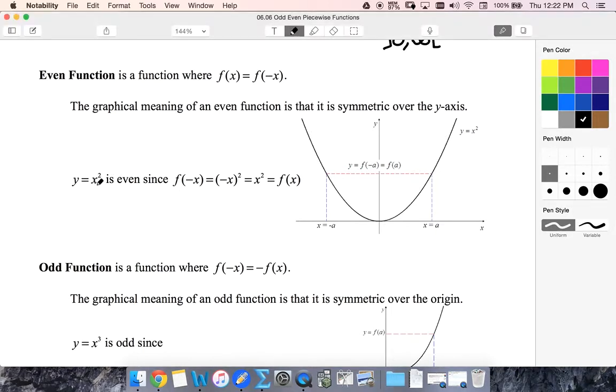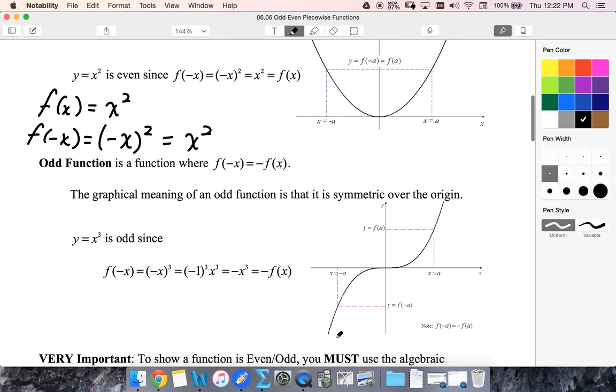So for y equals x squared, well, f of x is x squared. F of negative x is negative x squared, which is x squared. So those two are equal, we're even. Odd functions have both negatives. So an odd function is where the reflection over the y-axis is equal to a reflection over the x-axis. So that's going to cause symmetry over the origin.